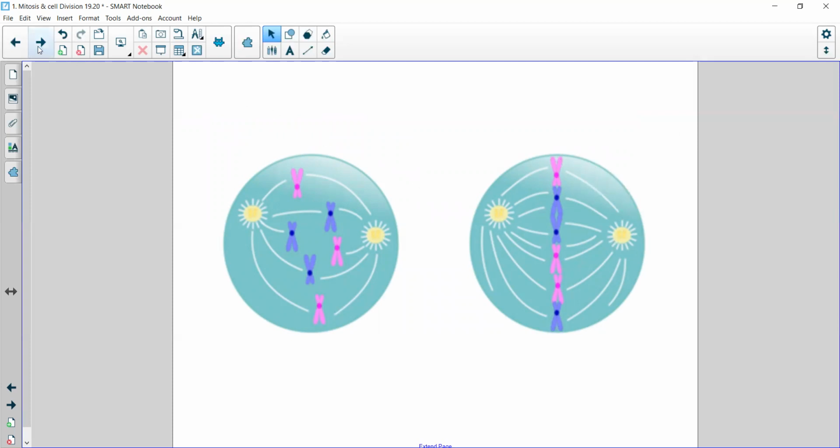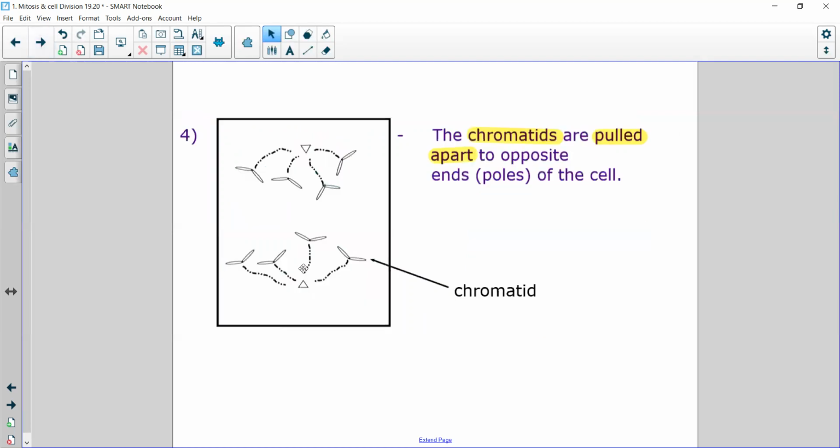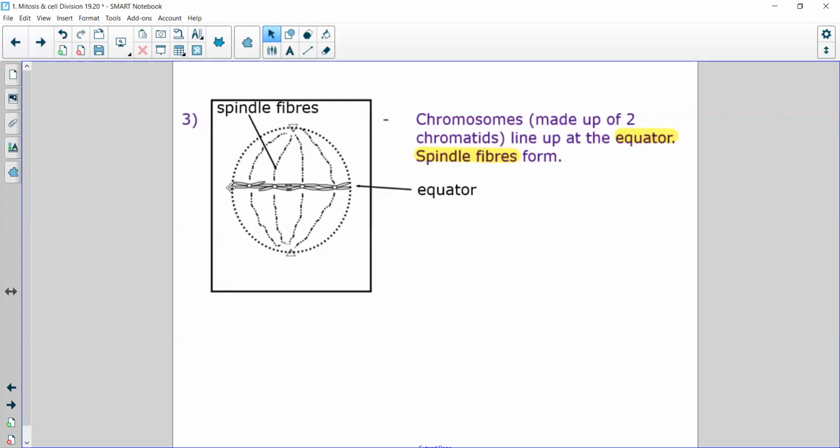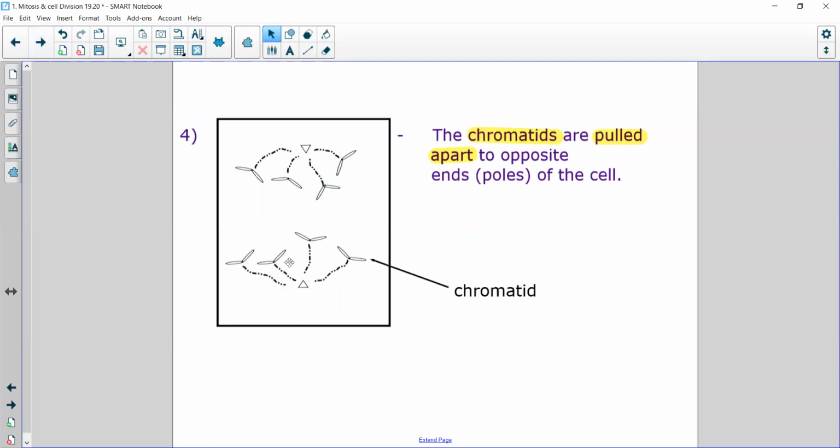Okay, so in the fourth stage, what's going to happen is we are going to pull our chromatids apart. Okay, so the chromosomes that were made up of 2 chromatids were lined up along the equator like that. And in the fourth stage, the spindle fibers pull the chromatids apart to the opposite poles of the cell. Okay.